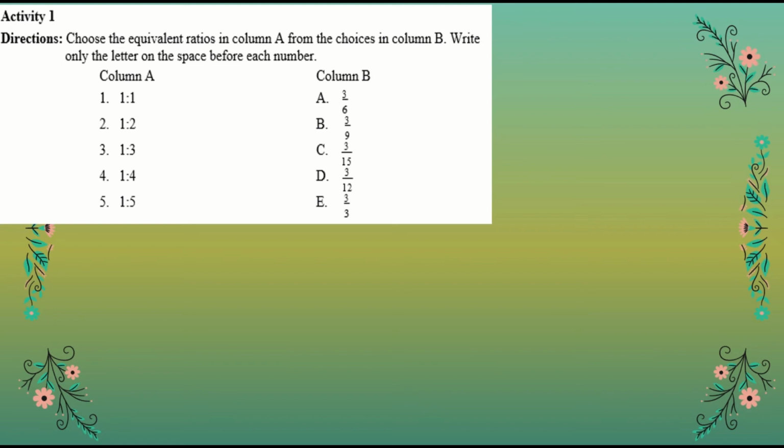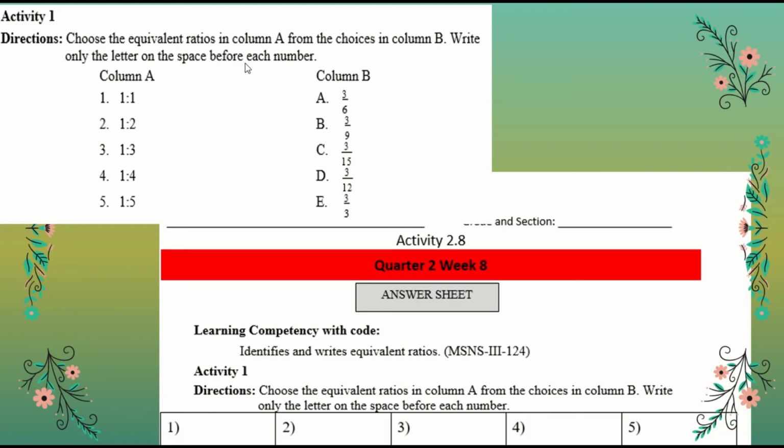So to answer the activity, we have activity 1. Choose the equivalent ratios in column A from the choices in column B. Write only the letter on the space before each number. May I remind you that may answer sheet tayo ha? So you're going to write the answer on the answer sheet. Okay, how are we going to solve this? So for example, we have 3/6.